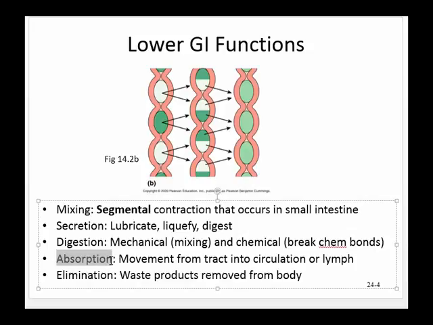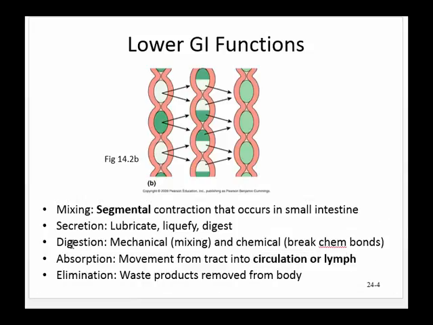Absorption, which is pretty important, primarily happens in our small intestine, and that's going to move nutrients from the digestive tract into our bloodstream. That's important so that we can use that for the rest of our body. Elimination would involve eliminating that food from the rectum and anus. Anything that we don't absorb will be eliminated. So like I said, it's really rather efficient.